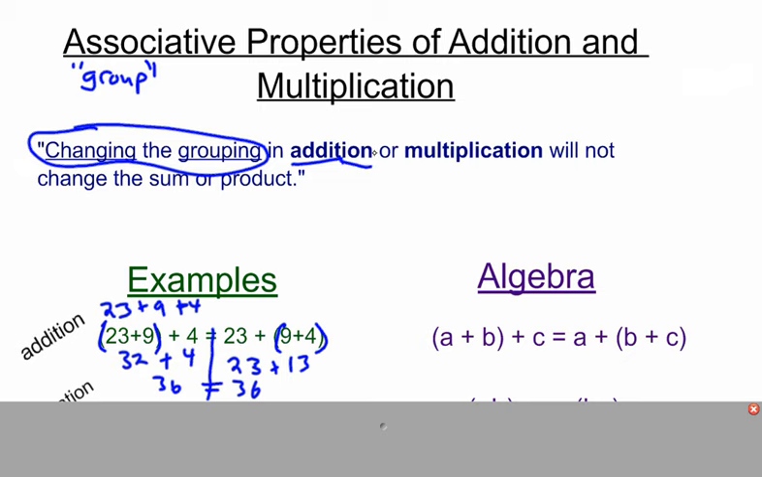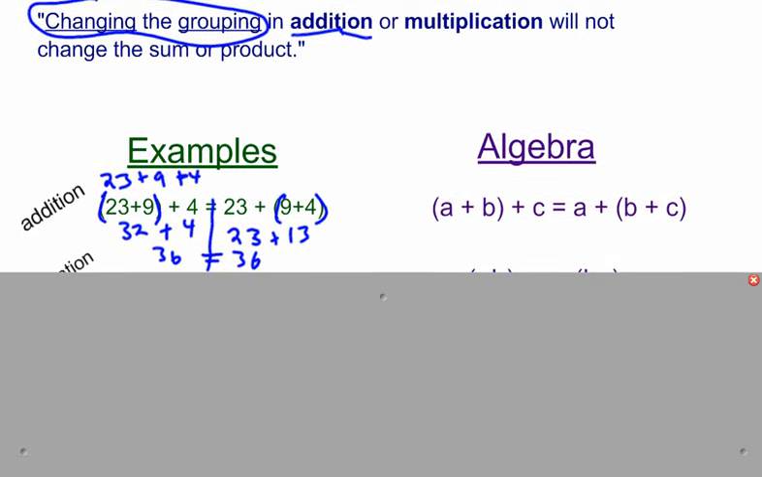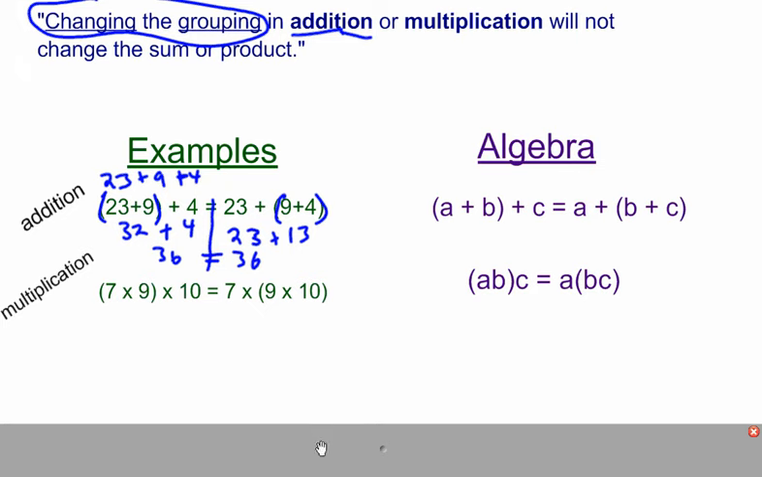You can always change subtraction into addition, though. So that's a good thing. It also works for multiplication, interestingly enough. This problem would have been 7, and I don't like using the x. So we're going to use a dot, or you can put them right next to each other, kind of like we have in the algebra side. 7 times 9 times 10.